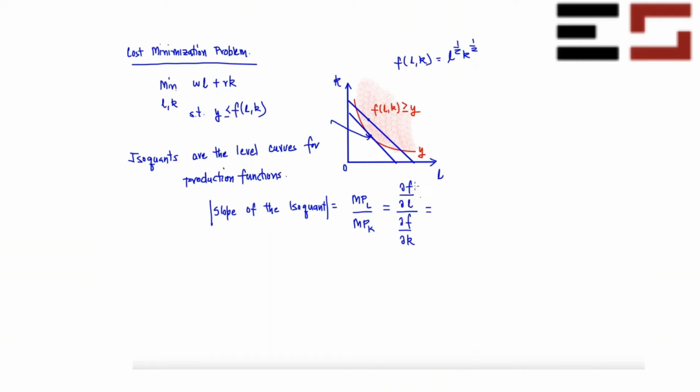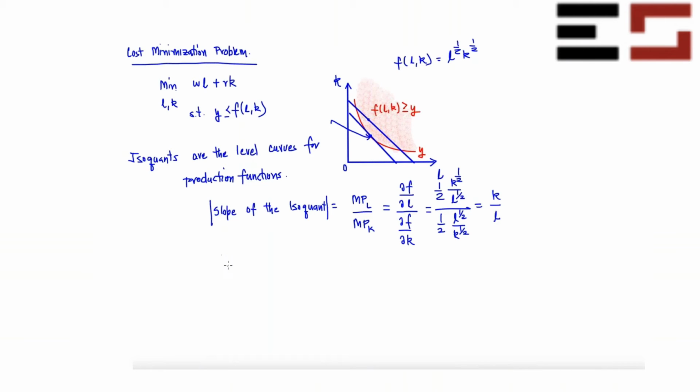So let's take the partial derivative of f with respect to L. You're going to get half K to the power half on L to the power half, divided by half L to the power half upon K to the power half, which is what? Half will cancel with half and you will get K by L. So that's the slope of the isoquant.